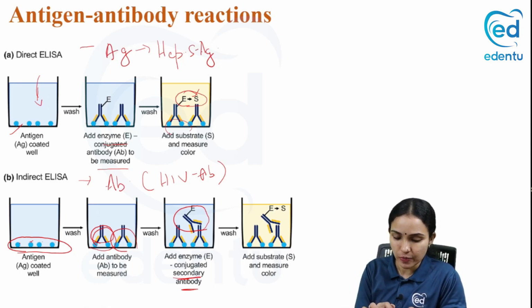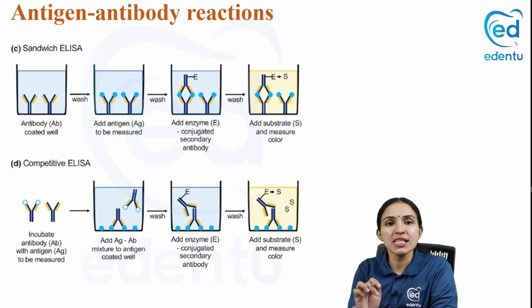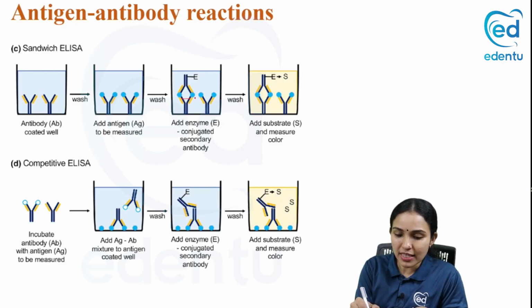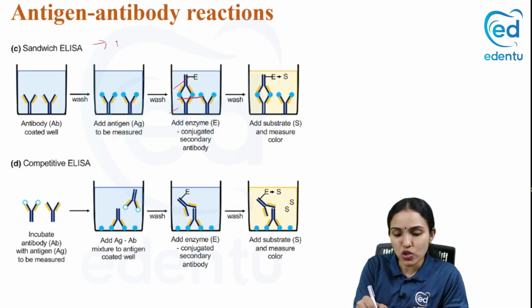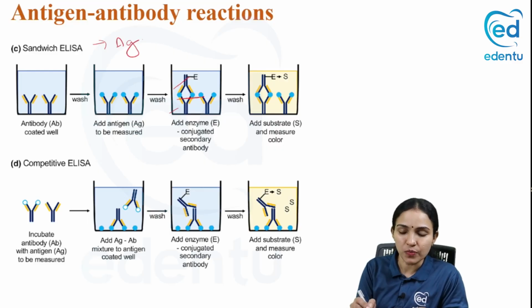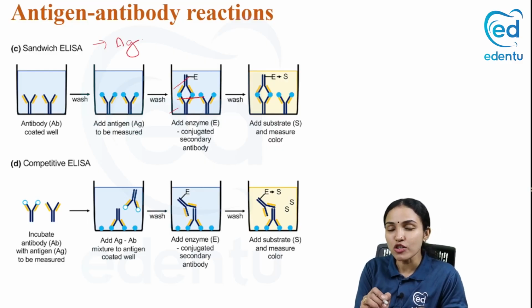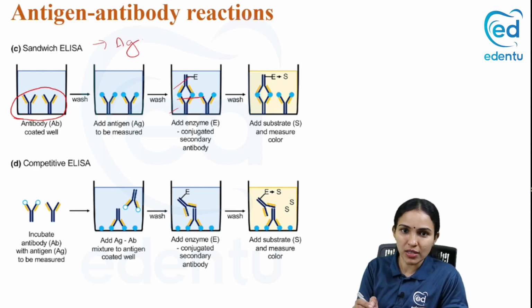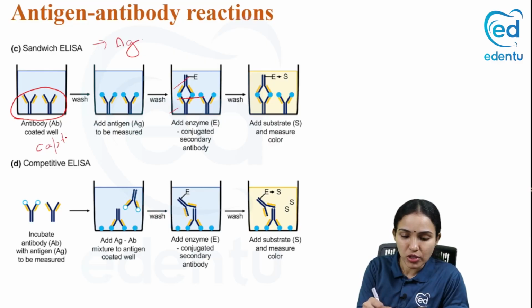That is indirect ELISA. The next one is sandwich ELISA. So sandwich ELISA is interesting. Why? Because you can see in this figure, the antigen is sandwiched between two antibodies. That is why it's called sandwich ELISA. Here most of the time we are going to detect the presence of antigen. In direct ELISA also you can detect antigen, but it's not that specific. So to make it more specific, you coat the well with antibodies. Those antibodies are called capture antibodies because they are able to capture the antigens.